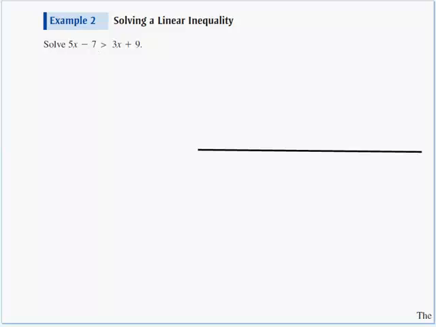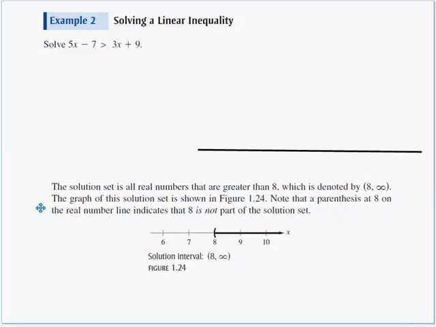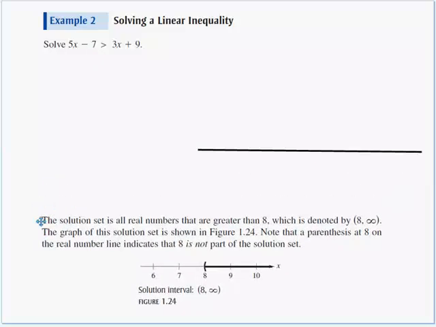And I see some writing down in the corner. I can't remember what it says. The solution set is all real numbers that are greater than 8, which is denoted by parenthesis 8 comma infinity. The graph of this solution set is shown here. Note that the parenthesis at 8 on the real number line indicates that 8 is not part of the solution set.